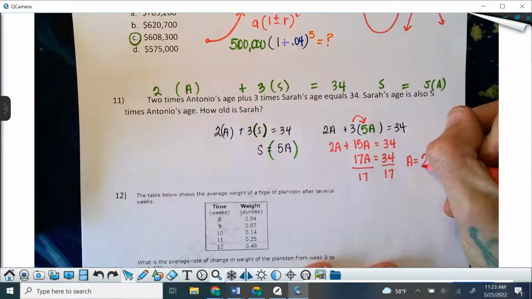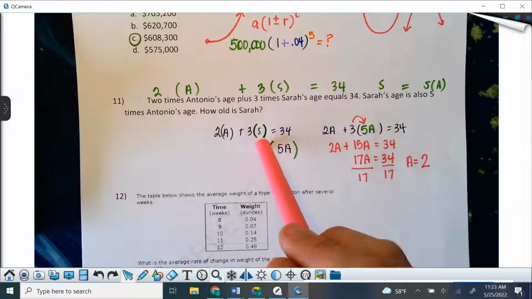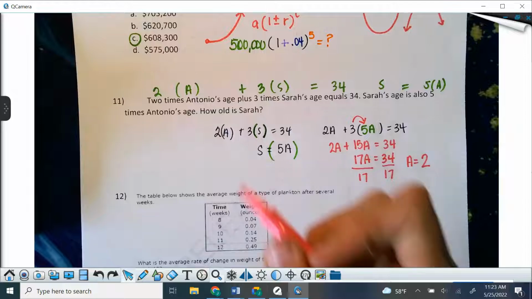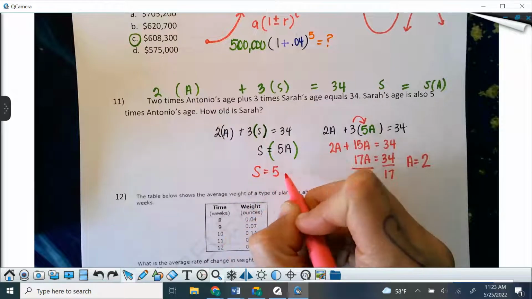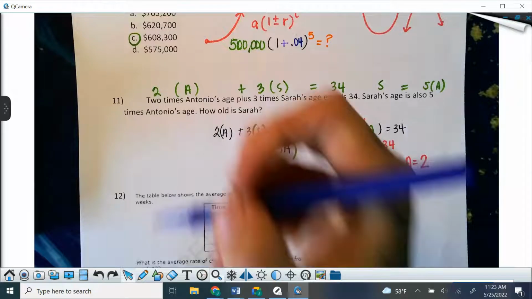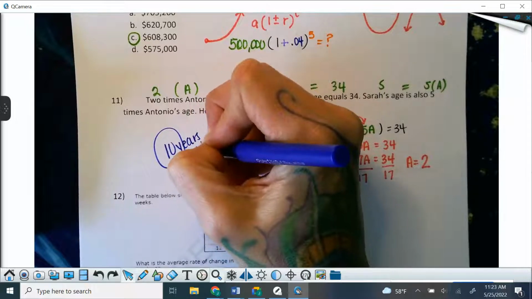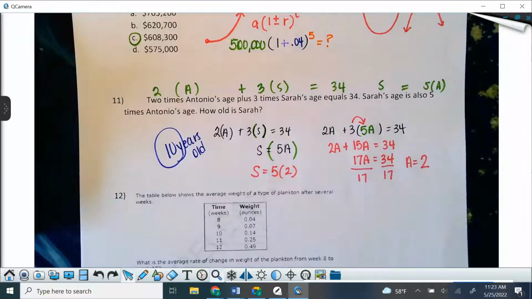Yep, good job. 2 years. So Antonio is 2. Is that the answer to this question, like this EOC question? No, right? So if I know that Antonio is 2, it says Sarah is 5 times Antonio. So how old is Sarah? Yep, good job. 10 years old. So Sarah's 10 and Antonio's 2. I'm trying to tell you, if it's multiple choice, that 2 answer is going to be there because they get real excited that you got excited.